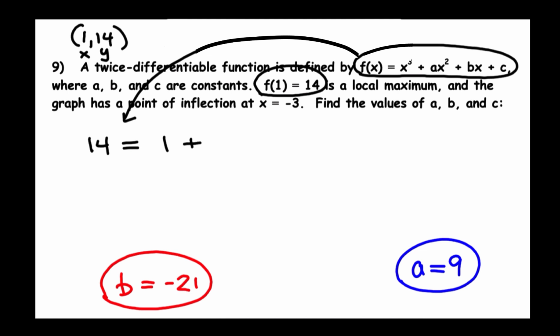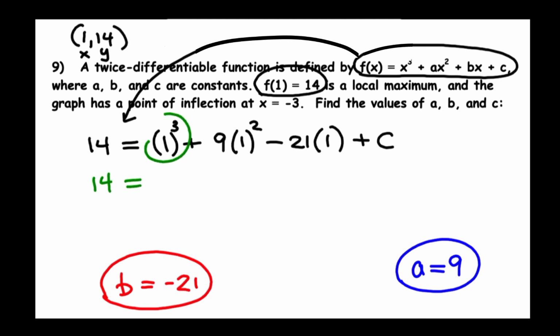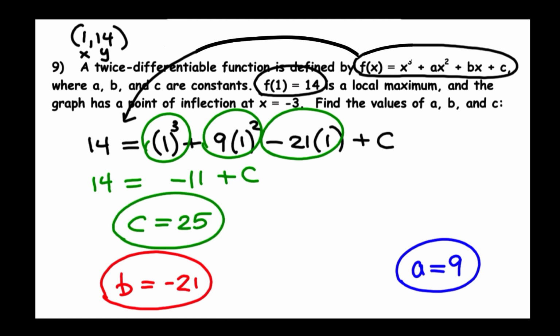Plus a x squared. Well, a is 9, though. Here, I'll make it official here. 1 to the third, plus bx, but b is -21, plus c. So now we can figure out what c is. Let's go ahead and go to work here. 14 equals 1 plus 9. That's 10 minus 21. That's -11 plus c. We add 11 to both sides, and c is going to come out to be 25. And those are your 3 answers: 9, -21, and 25.